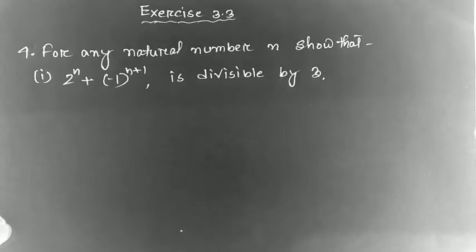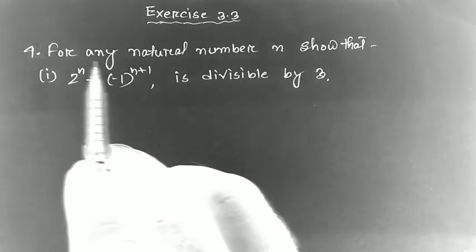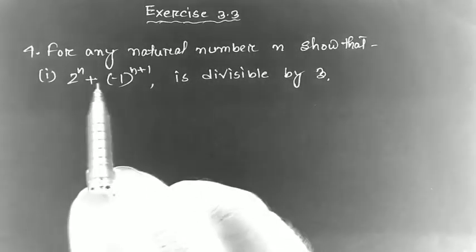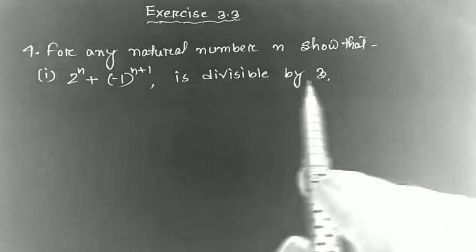Hello dear students, in this video I am going to solve question number 4 of your exercise 3.3. Question number 4 is that for any natural number n, show that 2 to the power n plus (-1) to the power n+1 is divisible by 3.